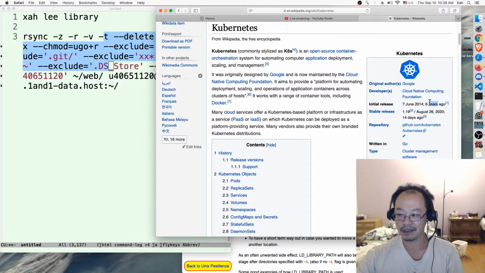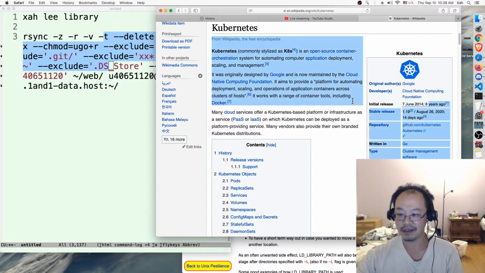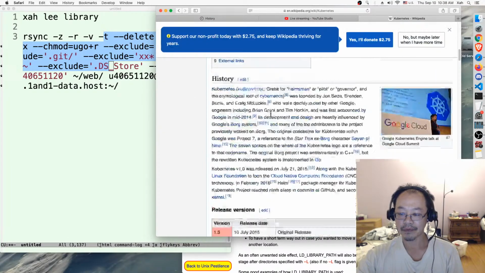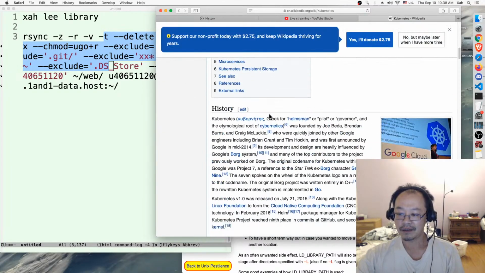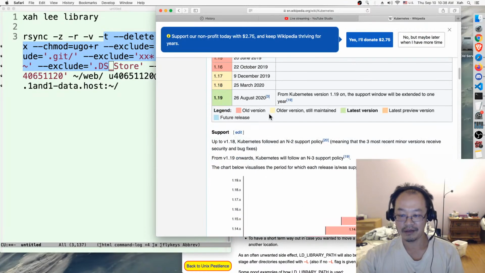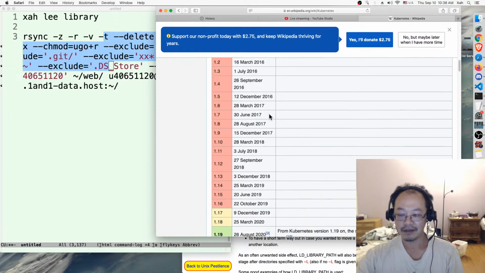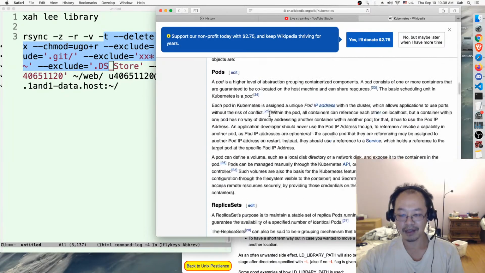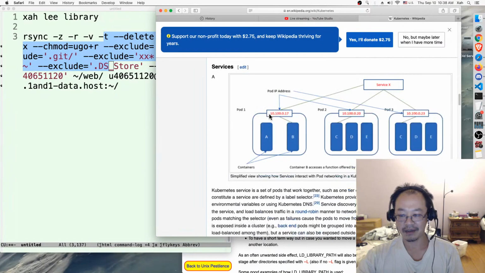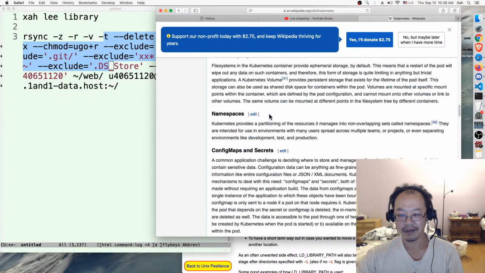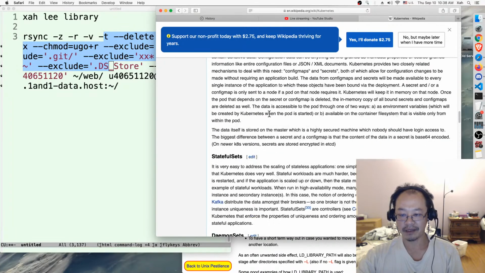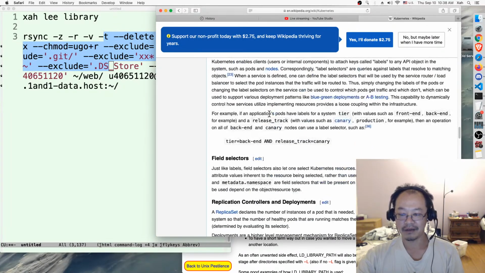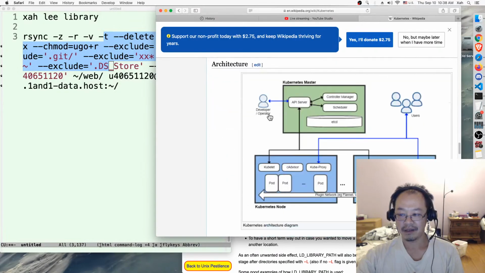This is 6 years ago. So this is a new generation thing, so I don't have experience. Kubernetes. Okay, it's cloud and pods, replica sets, services, volumes, namespace, config maps, and secrets, stateful sets, daemon. Okay, quite a few jargons.